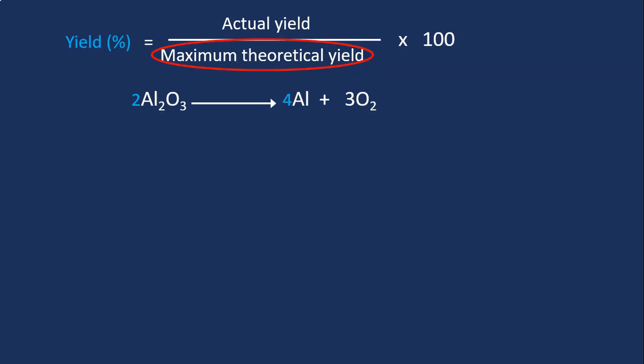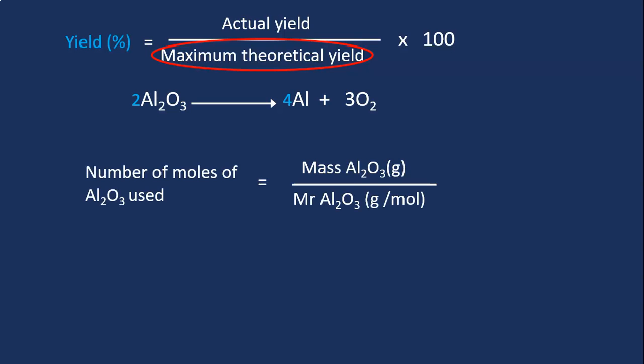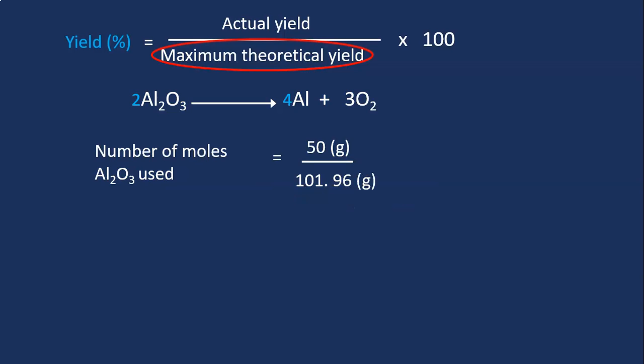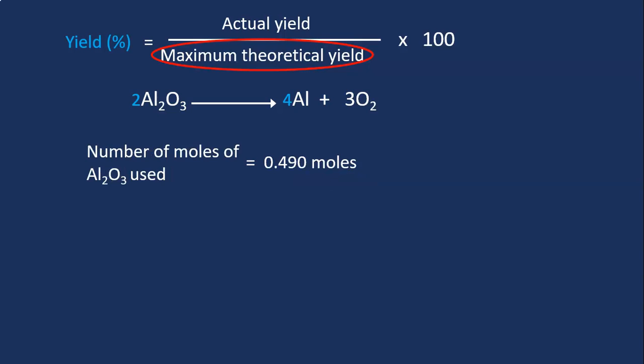50 grams of aluminium oxide was used in this chemical reaction. The number of moles of aluminium oxide is equal to the mass of aluminium oxide divided by the molar mass of aluminium oxide. This is equal to 50 grams divided by 101.96, and this gives us 0.490 moles.